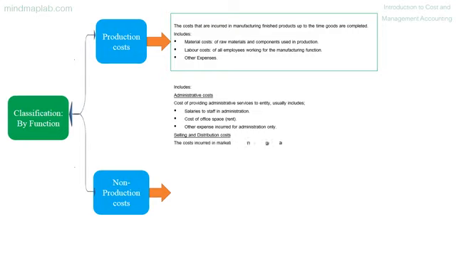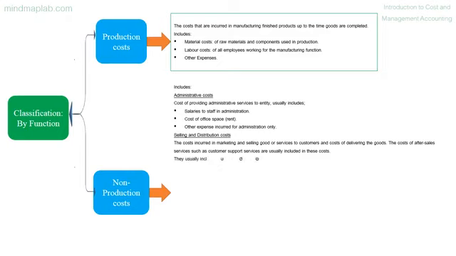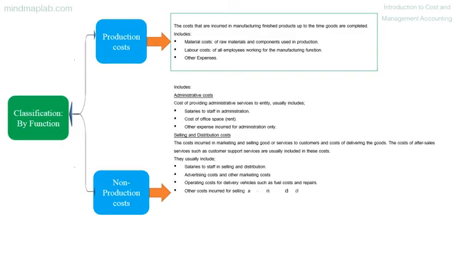Selling and distribution costs. The costs incurred in marketing and selling goods or services to customers and costs of delivering the goods. The costs of after-sales services such as customer support services are usually included in these costs. They usually include salaries to staff in selling and distribution, advertising costs and other marketing costs, operating costs for delivery vehicles such as fuel costs and repairs, and other costs incurred for the selling and distribution department.